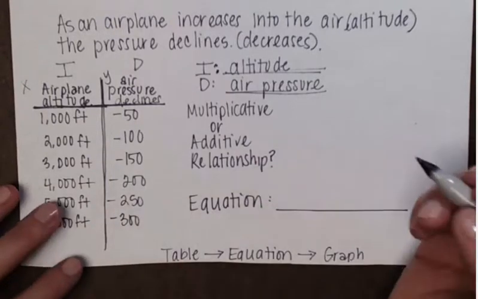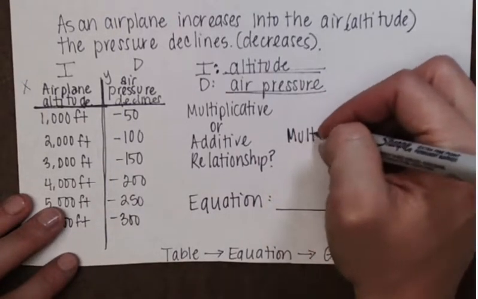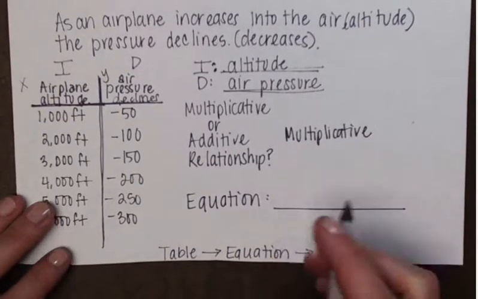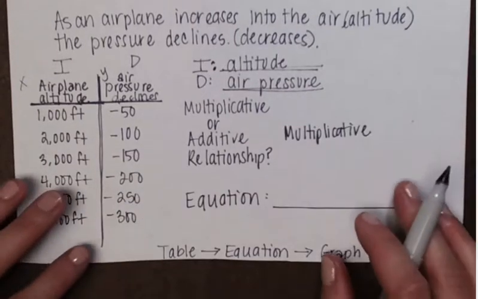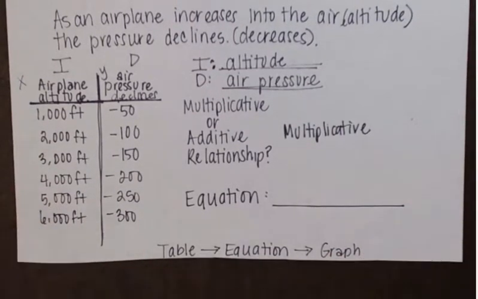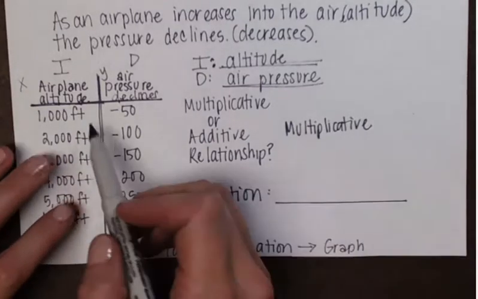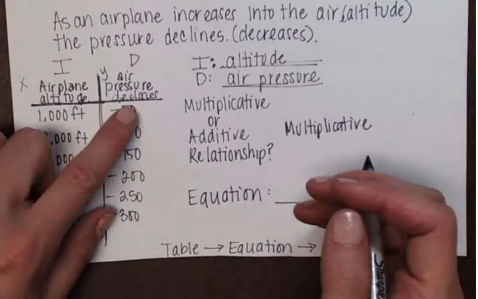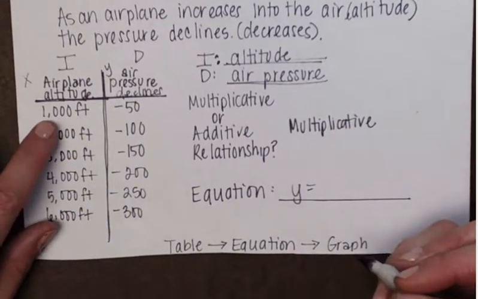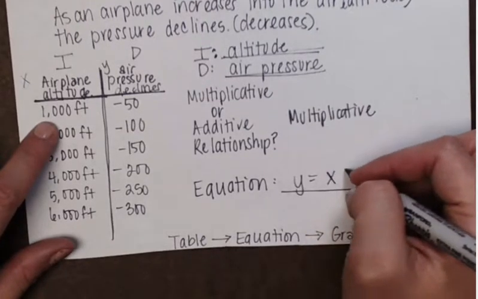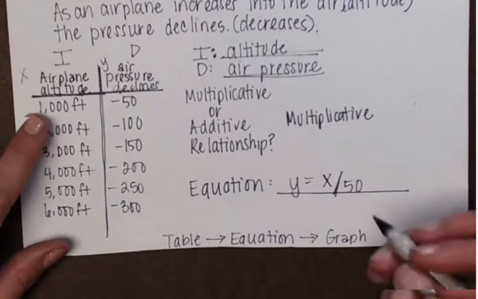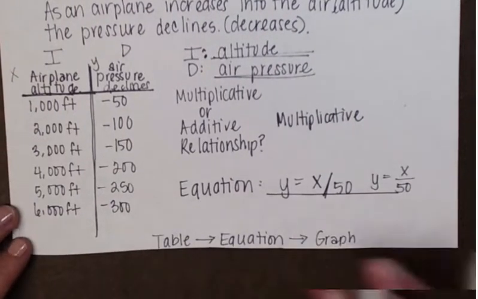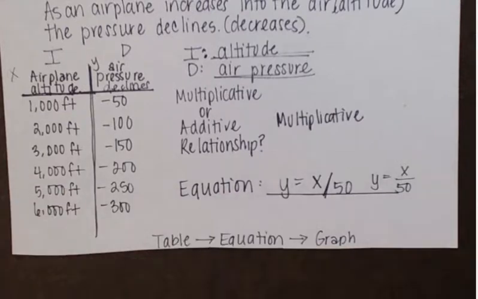This one is actually multiplicative, or it's really division, but division can always be multiplicative. And to go from the x to the y to save us time, you are actually dividing by 50. 1,000 divided by 50 is 20, 2,000 is 40. So to get y, or your air pressure, you take this x value and you divide by 50. Okay, we could also write it like this. Okay, from here you can graph your points.